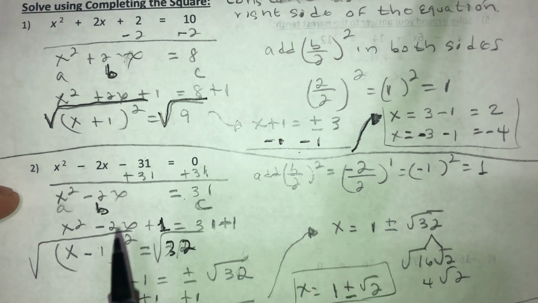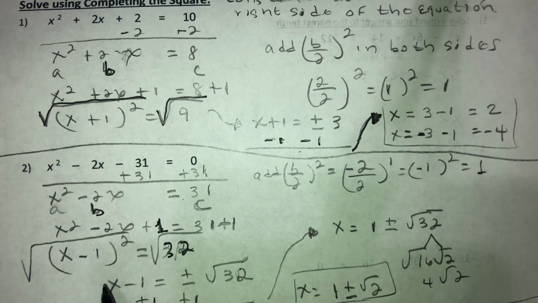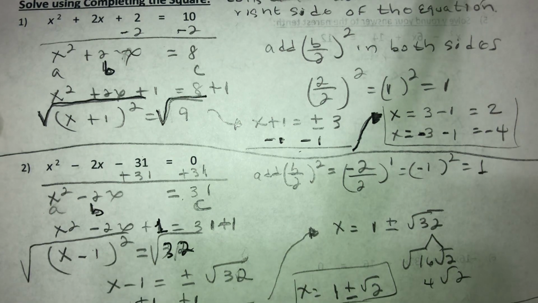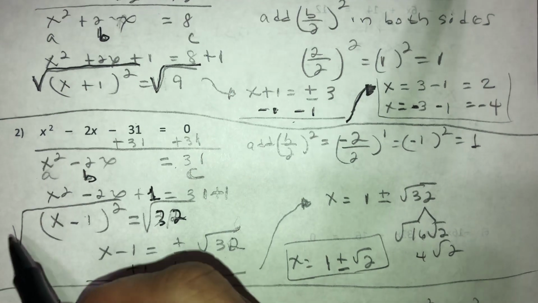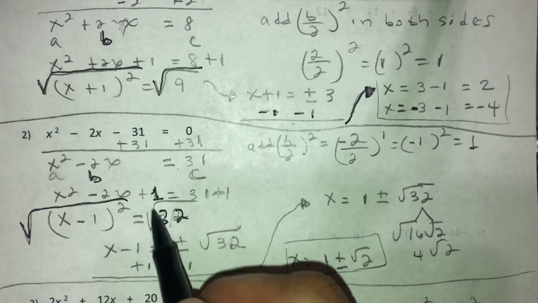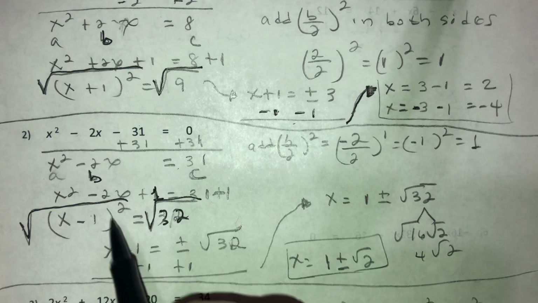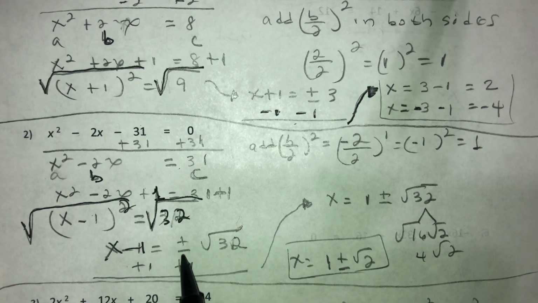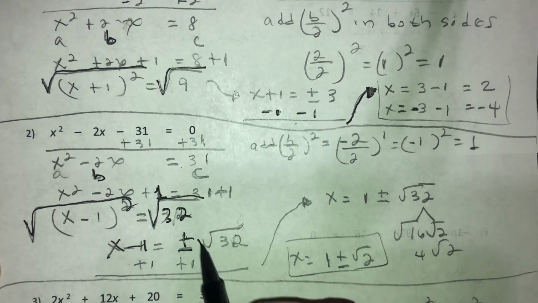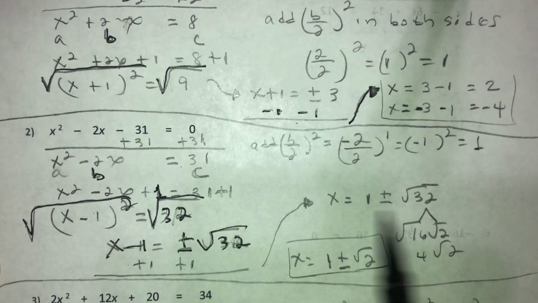Now, on this side of the equation, I'll have (x - 1) squared. Remember, to kill the exponents, I have to take the radical on both sides. So I do a radical here and a radical there, and that kills my exponent. So I'm left with x - 1 = plus or minus radical 32, all right?